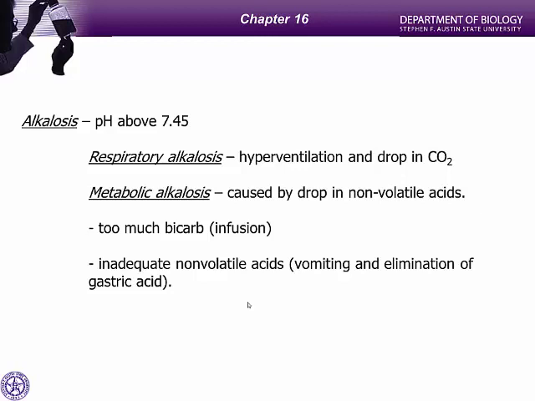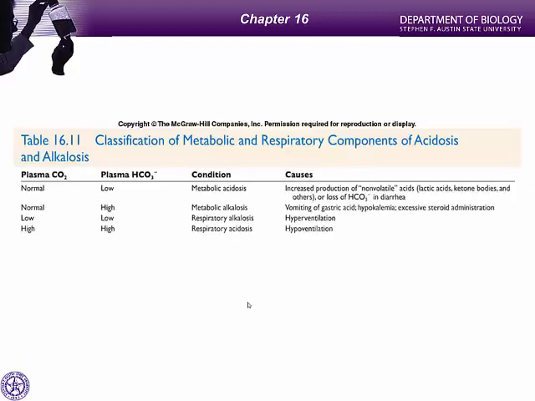Fortunately, our kidneys are going to play an important role in balancing out pH as well. This is not simply a factor of respiratory or the metabolic systems. For your studies, here's a table that shows you plasma CO2, normal, low, high, what happens with certain conditions of metabolic or respiratory, and the causes of those.